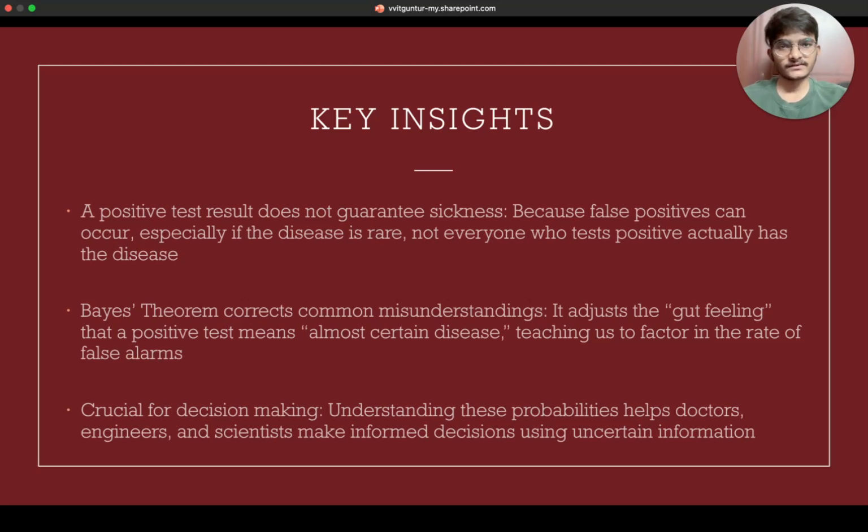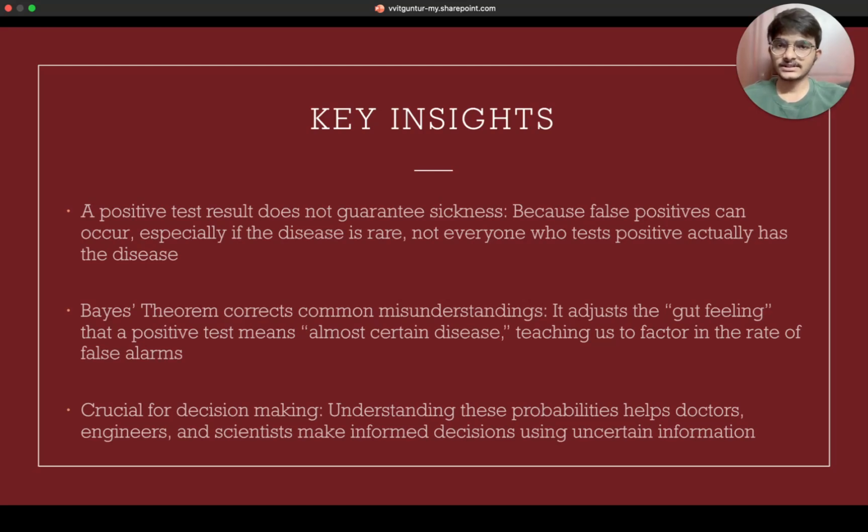And we actually use Bayes theorem, which is used to correct misunderstandings. It adjusts the gut feeling that a positive test means almost certain disease. You can also think that if your friend got positive, you may think that he is really sick, but which is a gut feeling. But by using Bayes theorem, you can conclude that that is not very true, and you should not trust your gut feeling every time.